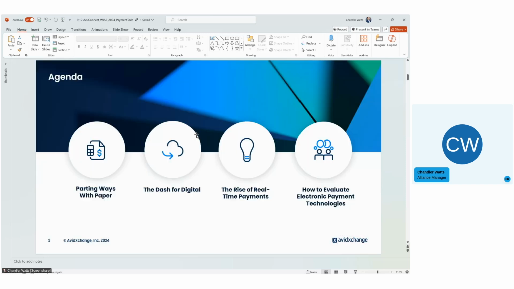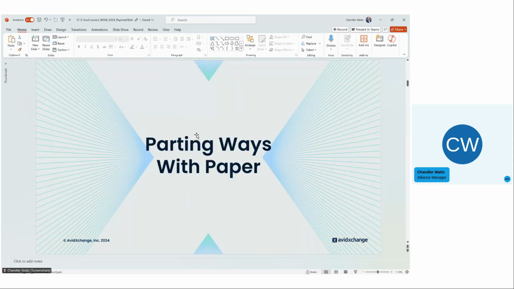So we're going to go ahead and dive into it. A quick overview of the agenda. We're going to touch on parting ways with paper, what the dash for digital looks like, the rise of real time payments, and then how to actually evaluate your electronic payment technologies today. So, first off, parting ways with paper.